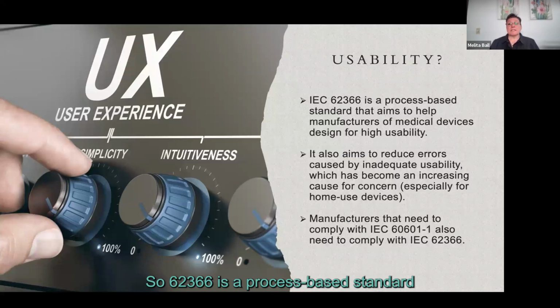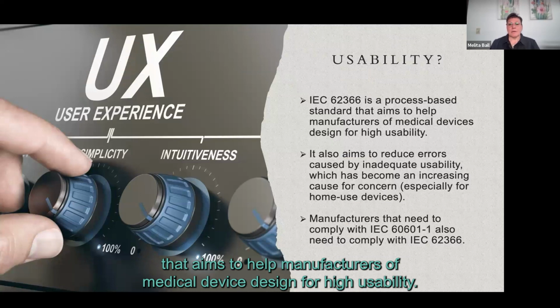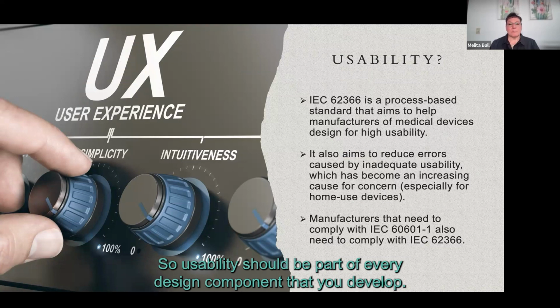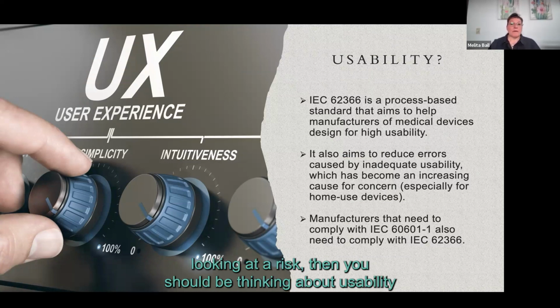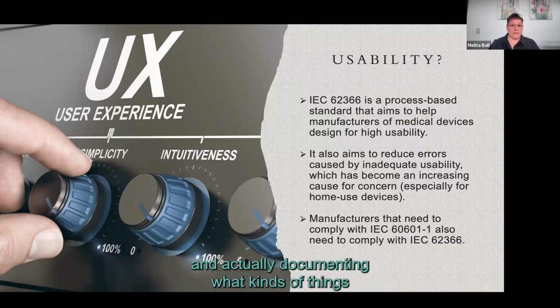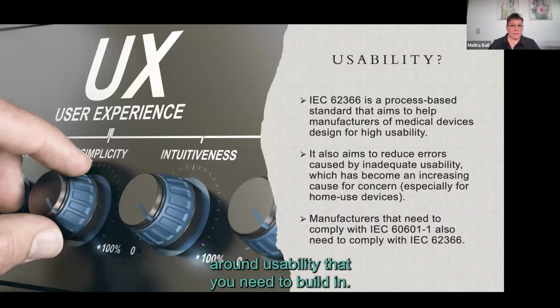So 62366 is a process-based standard that aims to help manufacturers of medical devices design for high usability. So usability should be part of every design component that you develop. When you're looking at a design component or a risk, you should be thinking about usability and documenting what kinds of things around usability you need to build in. Whether it's a dial or a button or a switch, you have to take into account how the user is going to actually be able to use that device.